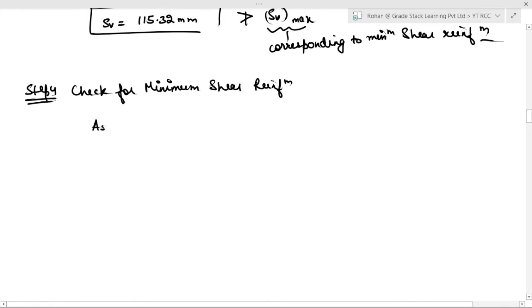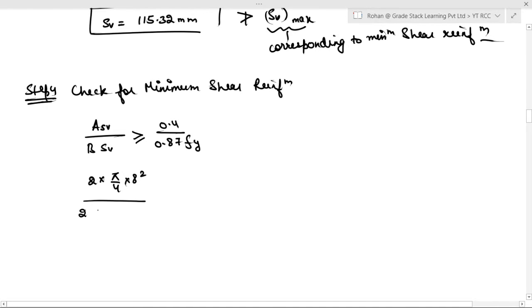So the check for minimum shear reinforcement is Asv upon b into Sv shall be greater than or equal to 0.4 divided by 0.87 fy. Asv is 2 into pi by 4 into 8 square, divided by b, which is 230, into Sv, shall be greater than or equal to 0.4 divided by 0.87 into 250. And from here your Sv shall be less than or equal to how much?